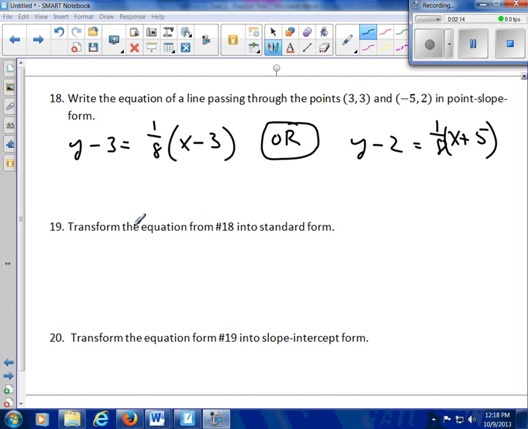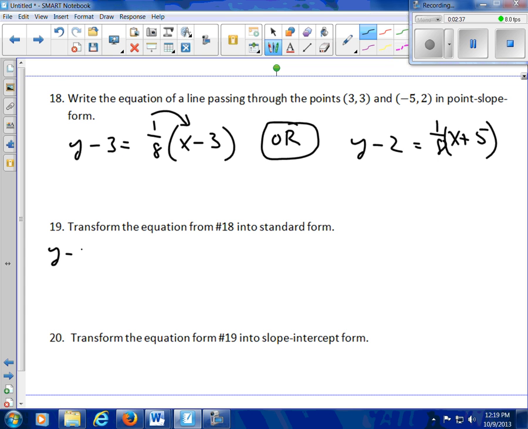So question number 19 wants us to take whichever equation that you came up with. So you only needed one answer, but I showed you both so you could see it both ways. So take either one of those and put it into standard form. So I'm going to take y minus 3 equals 1/8 times x minus 3, and I'm going to put that in standard form. So I want to clean up the distributive property.